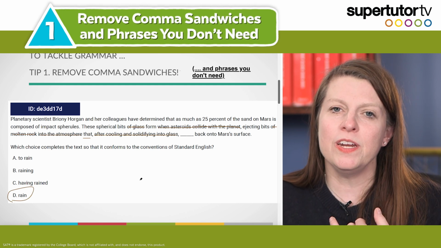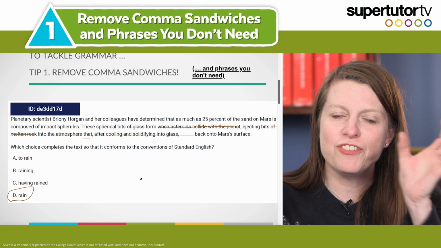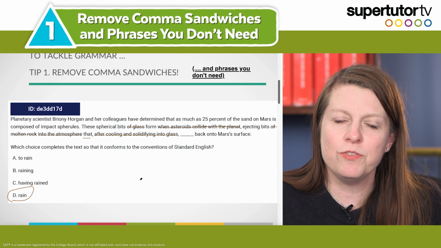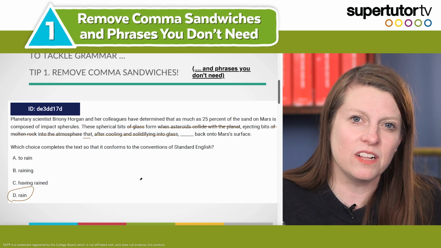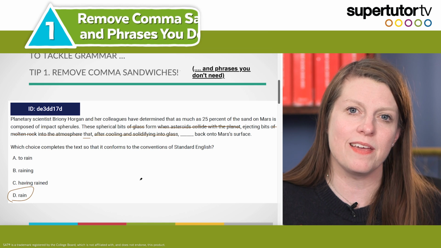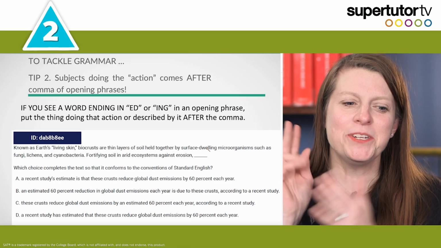So get rid of intervening phrases if they're getting in the way of matching things up. Get rid of unnecessary prepositional phrases. You can even get rid of unnecessary clauses. If it helps you get down to that bare bones sentence, then you're going to be able to figure out what the answer is. Tip number 1. Tip number 2.